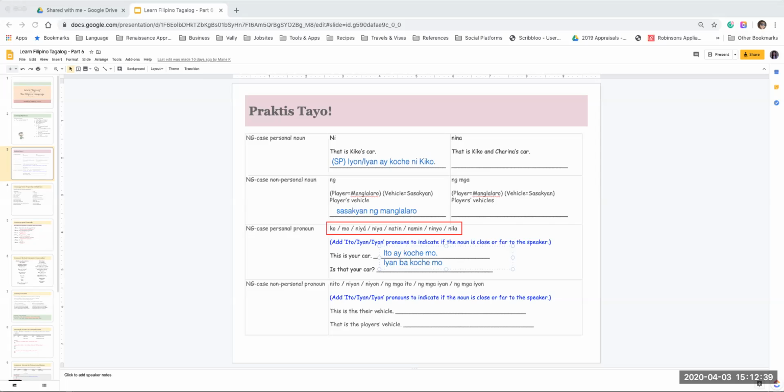But we're missing a word. Where's the predicate marker? Is it nang? Predicate marker. Ay. Yan ba ay koche mo? Okay. So it's actually similar to the statement. We just added ba to make it a question.